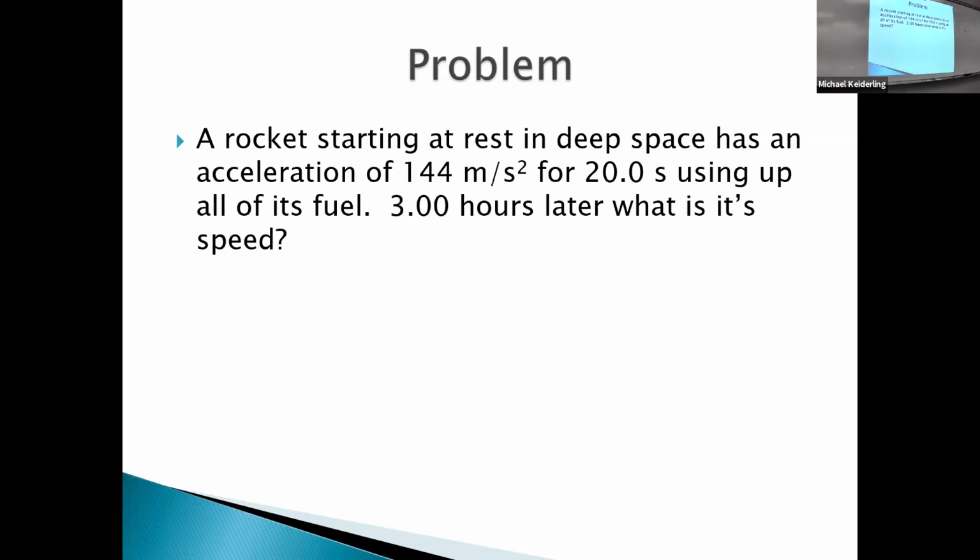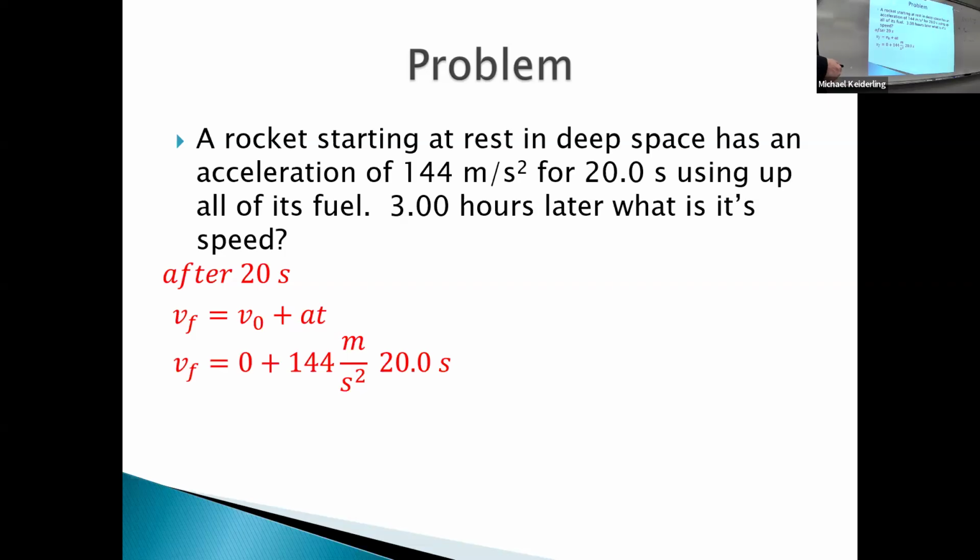Nope. That would be its speed after 1 second. Yep. So what happens is that for 20 seconds, it accelerates at 144 meters per second squared. So at the end of that final 20 seconds, we can use this formula from chapter 2. Final velocity is initial velocity plus acceleration times time. We started at rest, so initial velocity is 0. Acceleration is 144 meters per second squared. Time is 20 seconds. So our final velocity after 20 seconds is 2,880 meters per second.